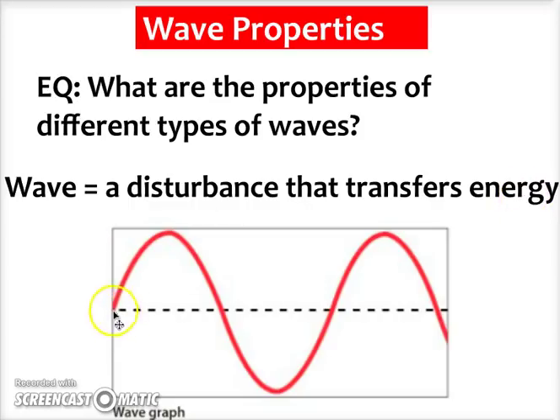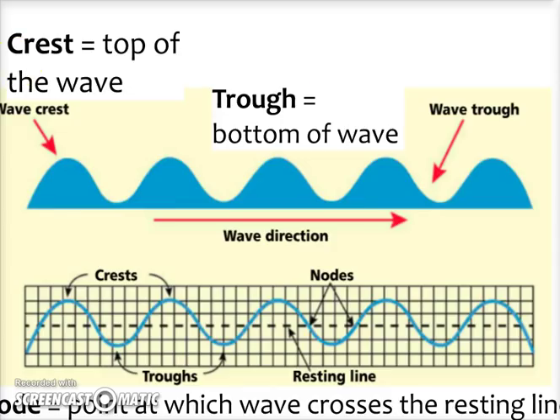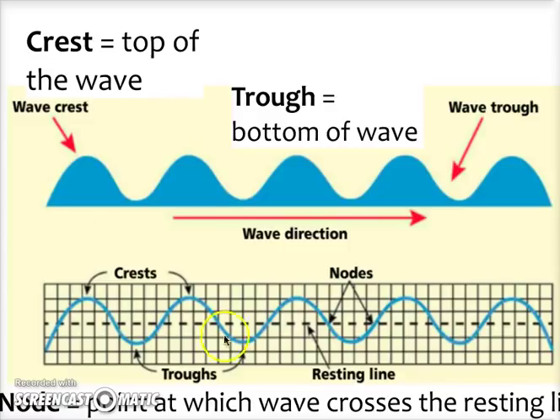Disturbance meaning some kind of vibration that gets caused or a wiggle that happens that will transfer energy from one place to another. Now, with talking about waves, we have a lot of vocabulary words that you need to know about the different properties of waves and how we describe them. Well, first, if we know that a wave goes up and down, then we have different terms for the top of a wave, that's called the crest, and the bottom of a wave, which is called a trough. Top of the wave is called a crest, bottom of the wave is called a trough.